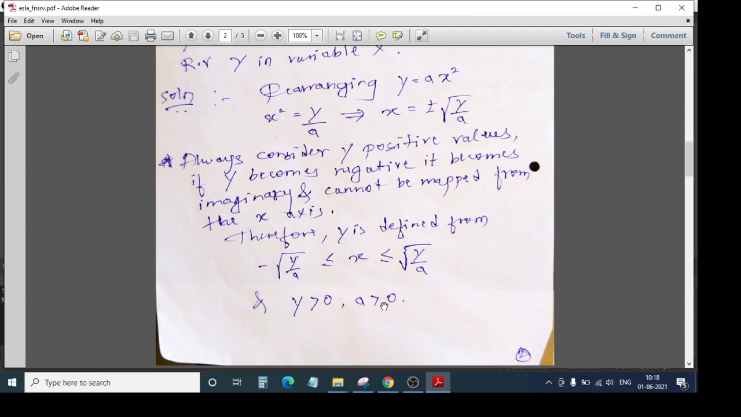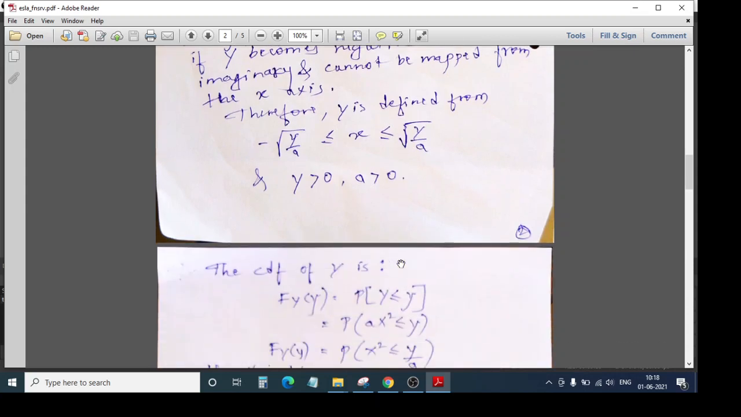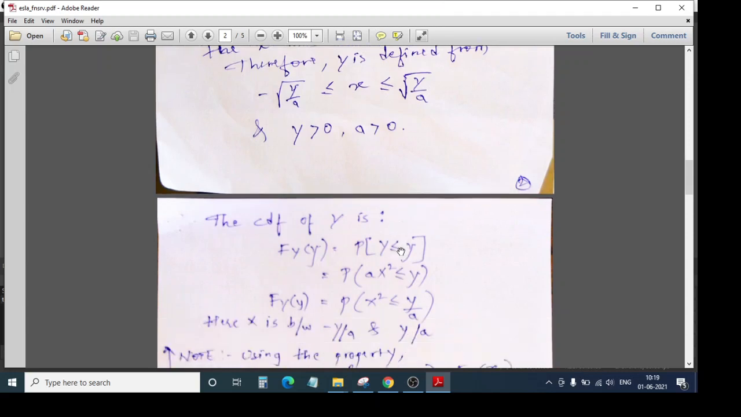greater than 0. Same with a. So if a goes negative, we will get imaginary values again. So therefore we assume a also is greater than 0. So therefore in this equation, we need to take y as greater than 0 and a also greater than 0, and the value of x is ranging between minus square root of y by a and plus square root of y by a. Okay. So we know that your CDF of y, we try to find the CDF of y.